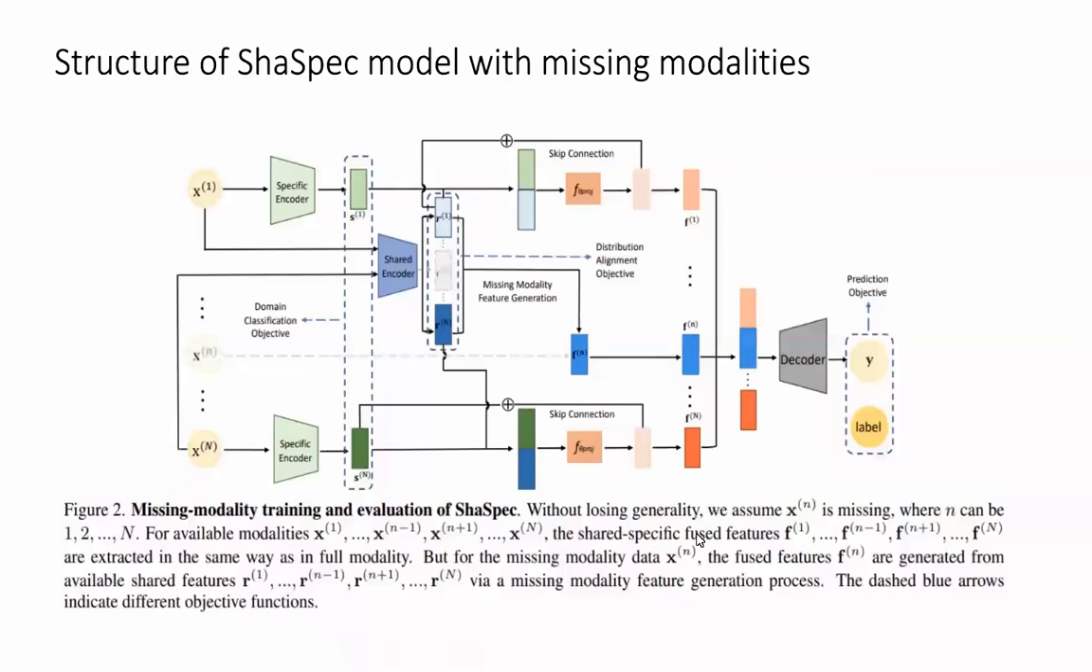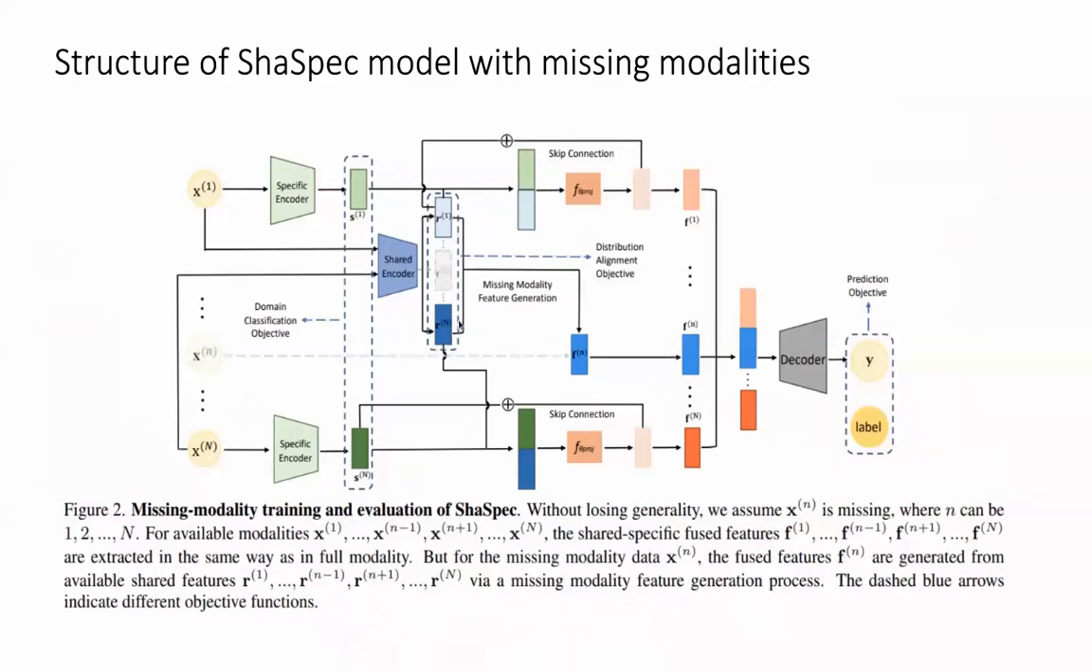So this is the structure of our shared specific model with missing modalities. Without loss of generality, we assume X_n is the missing modality. For the available modalities, we have exactly the same procedure as in the previous slide with full modalities. The only difference is with the missing modality X_n: because of the missing, the final fused feature F_n is not available. Actually, it's generated from the available shared features.